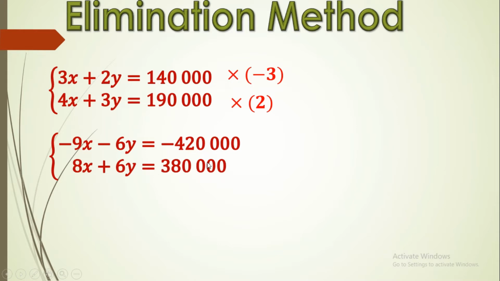Let's see what will happen here. We get the equations, and we can name them 1 and 2. In the first equation we have minus 6y, and in the second equation we have plus 6y. Now if we add them together, minus 6y plus 6y will be cancelled. Now let's add these two equations together, equation 1 plus 2.